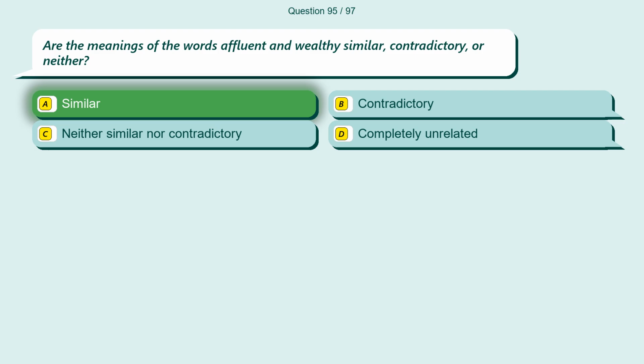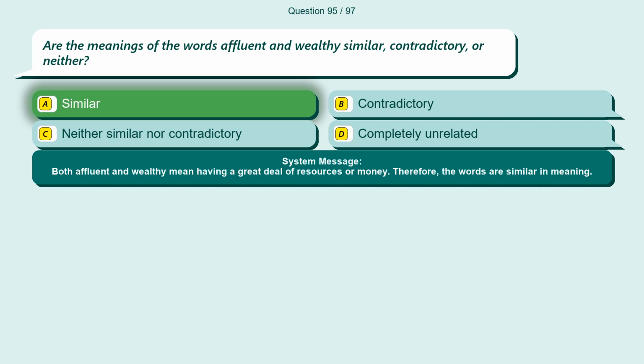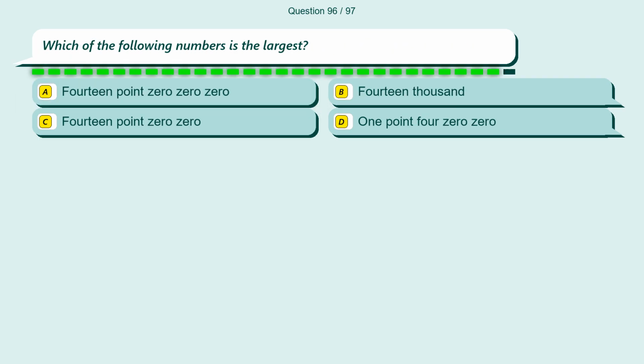The correct answer is option A, similar. Both affluent and wealthy mean having a great deal of resources or money. Therefore, the words are similar in meaning. Question 96. Which of the following numbers is the largest? Option A, 14.000. Option B, 14,000. Option C, 14.00. Option D, 1.400.